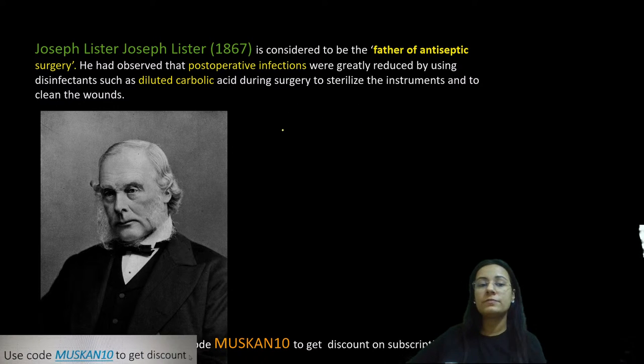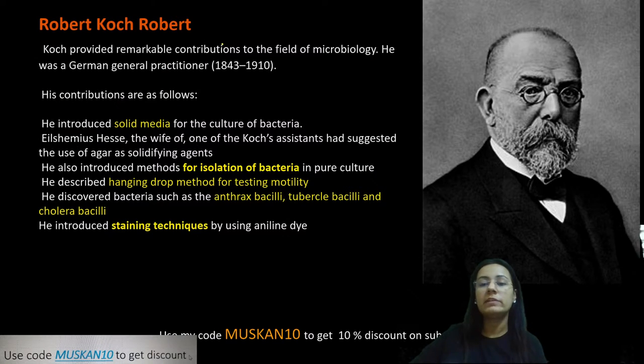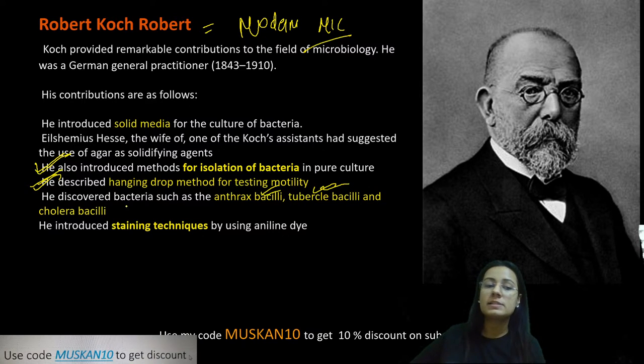How do we remember, sir? Joseph Lister, that is Lister, A for antiseptic, father of antiseptic surgery. Okay, by use of what? Diluted carbolic acid to sterilize the instruments, and he saw post-operative infections to be low. Now Robert Koch is the father of modern microbiology, and Koch phenomena mein apan ko pata hai ki we isolate the bacteria. So he introduced the method of isolation of bacteria and to see their motility. Theek hai, Robert Koch ne tubercular bacilli use kiya tha, so we can remember that he actually discovered the tubercular bacilli, anthrax bacilli, and cholera bacilli.